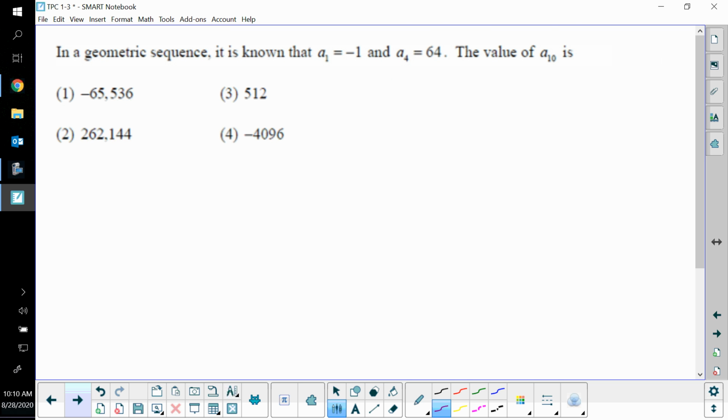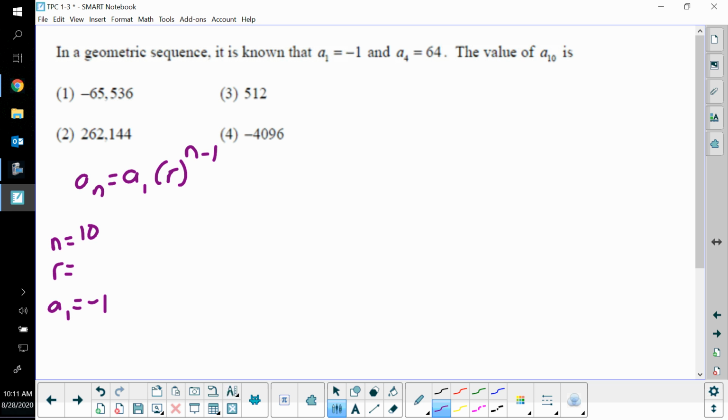All right, and our last one that we'll do, they give us the value of A1 and A4. So we want to find the value of A10. Well, they told us it's geometric, so we're working with this one. To find A10, we need to know what N is, what R is, and what A1 is. They told us A1 is -1, so we're good there. The fact we're finding A10, we know that's 10. But we don't know R.